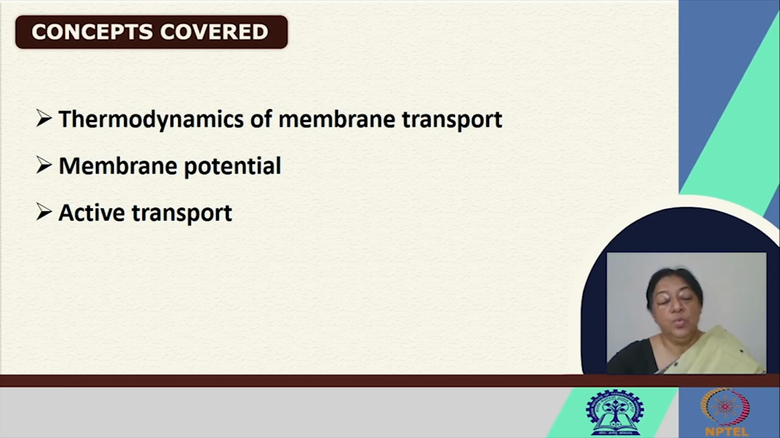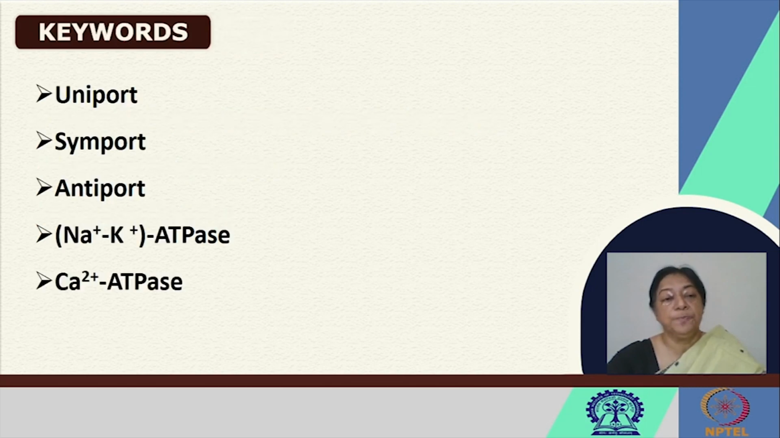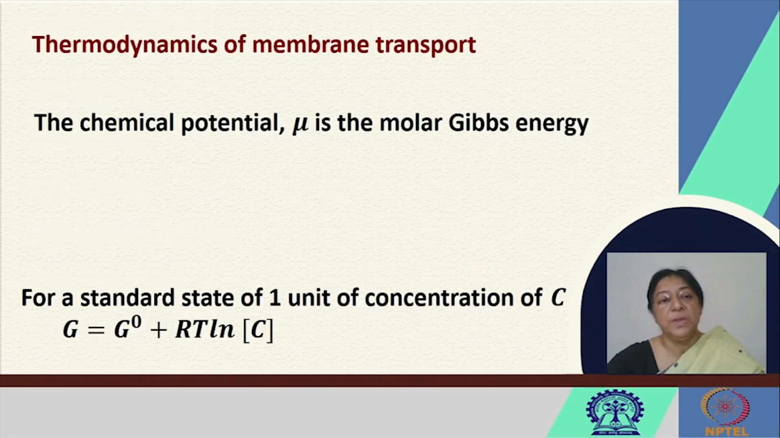In this lecture, we will be looking at active transport and understand what we mean by a membrane potential, in addition to the thermodynamics of membrane transport. There are several terminologies that we will come across: a uniport, symport, and antiport, which we had previously looked at in the earlier lecture. Then we will look at ATPase type proteins and how they can transfer sodium, potassium, and calcium ions across the membrane.